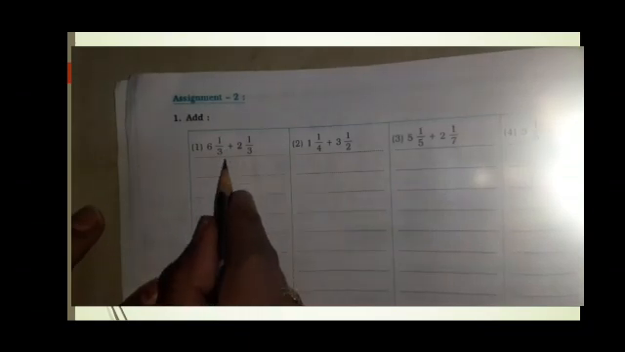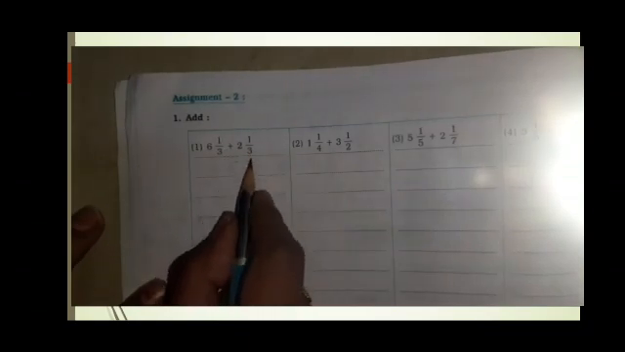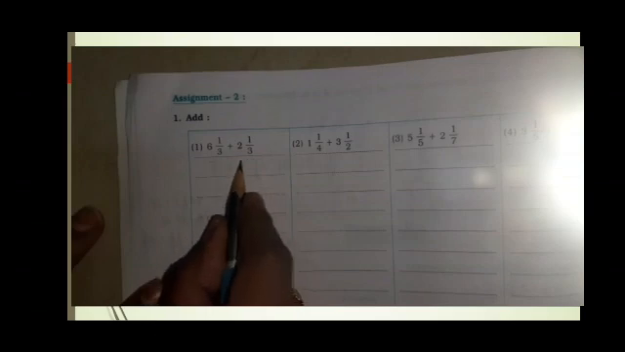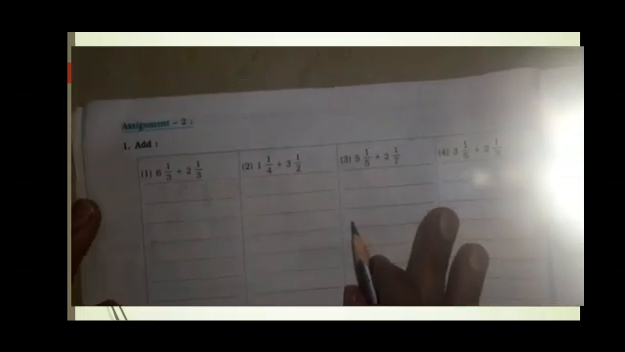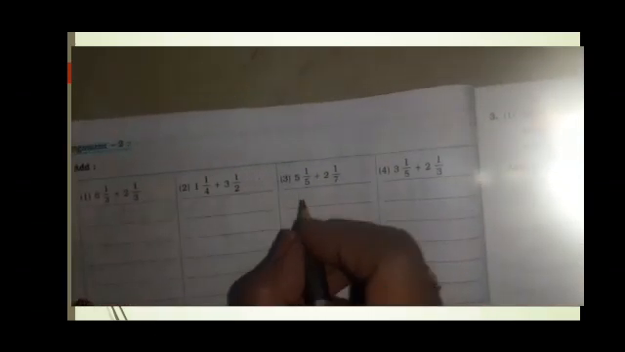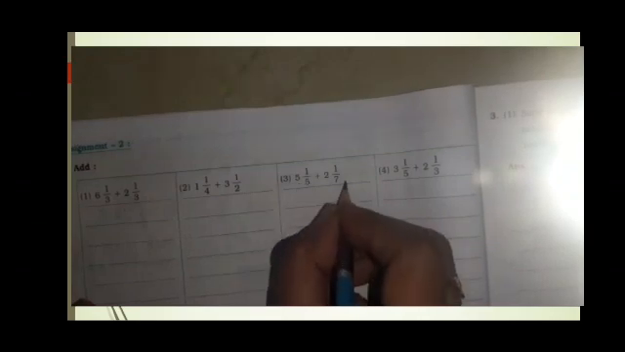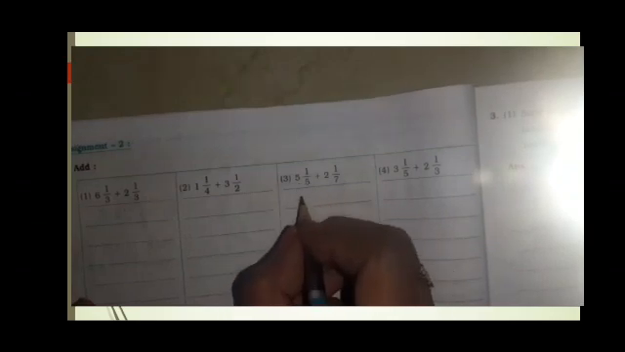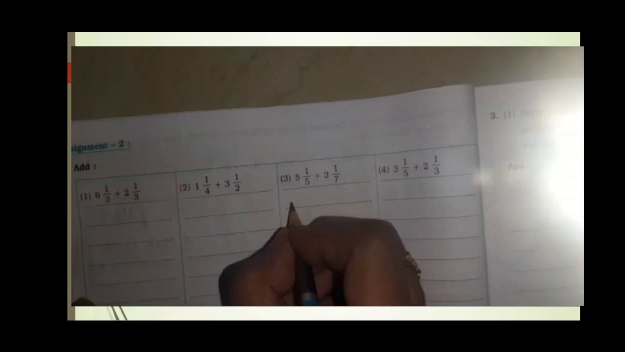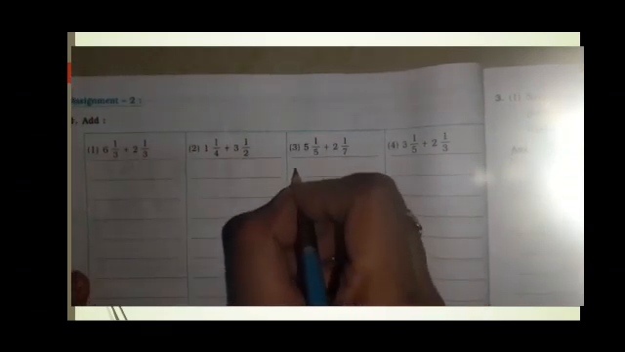Now I will solve one workbook problem. See here children. Assignment 2, add 6 1 upon 3 plus 2 1 upon 3. Your denominators are same. So I will be solving this third sum. Your denominators are different. Now whichever method you like, you can solve. I am solving by second method.